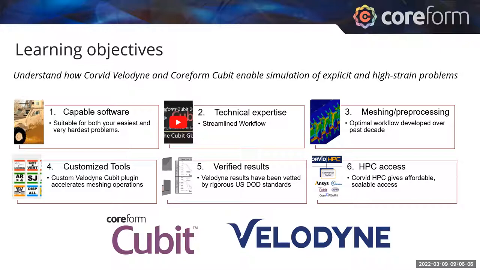scalable access to Velodyne. So with that, let me turn the time over with a brief introduction of Ryan Bobrick and Greg Klouse. Ryan Bobrick is the director of sales at Corvid. He'll give more of his background in just a minute. Greg Klouse is technical lead at Corvid Technologies with 9 years experience running Velodyne, including meshing with Cubit, post-processing, scripting, testing, and documenting, training, sales, and support. And he's currently helping customers become successful operating engineering codes like Velodyne and Corvid's HPC services. So with that, let me turn the time over to Greg and Ryan.